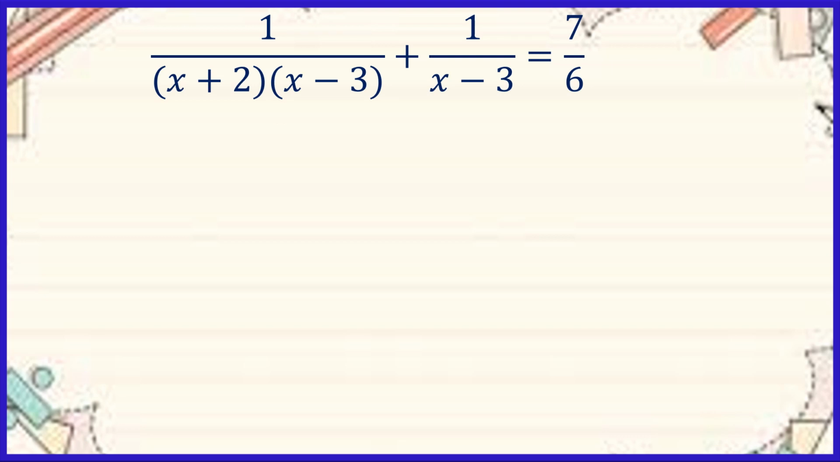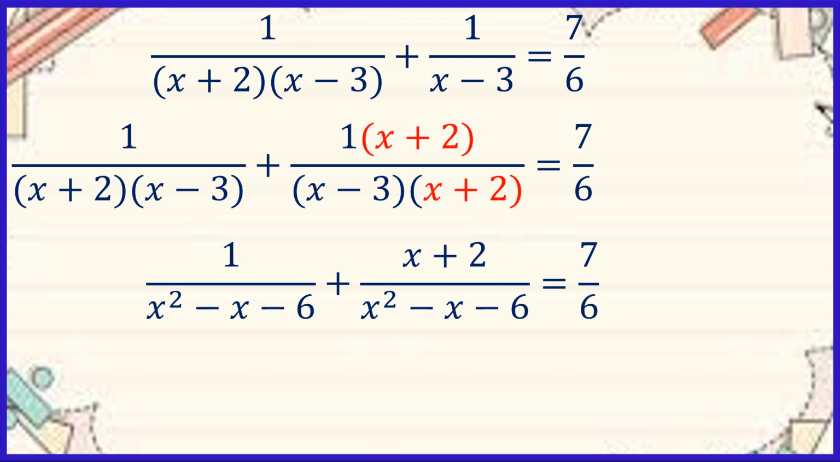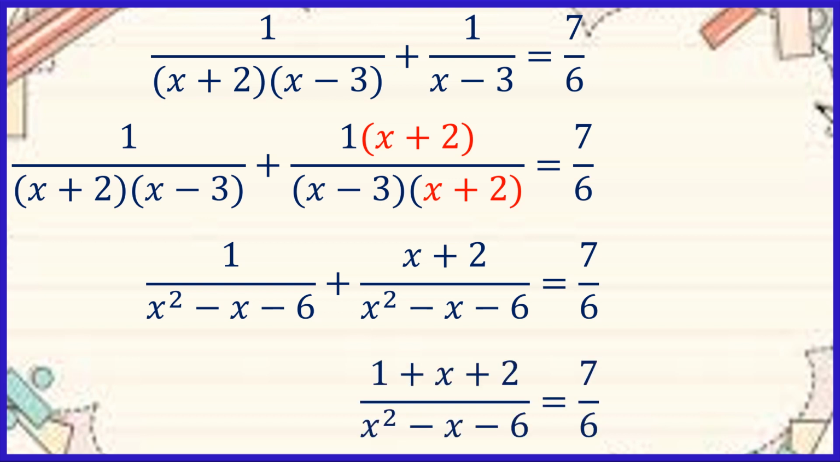Now let us have the last one. So 1 over (x plus 2)(x minus 3) plus 1 over (x minus 3) is equal to 7 over x. In here, do not touch the first algebraic fraction, just touch the second one, so we are going to multiply it by (x plus 2) over (x plus 2). Simplifying further, since (x plus 2) times (x minus 3) is equal to x squared minus x minus 6, they have the same denominator already, so we can combine the numerators. So we get (1 plus x plus 2) over (x squared minus x minus 6) is equal to 7 over x.